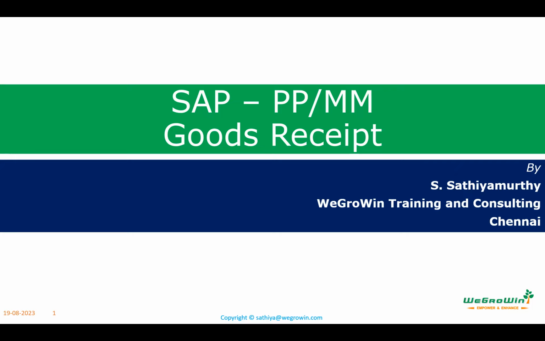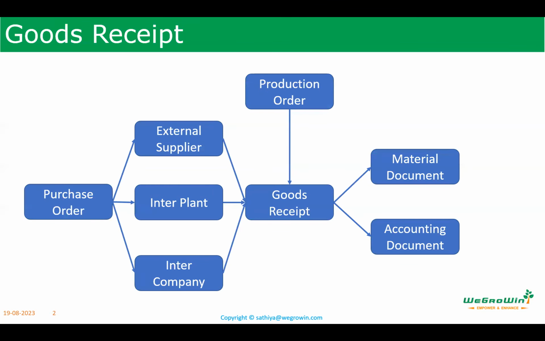Now, when you are doing the goods receipt, it may come from an external supplier, from interplant STO, from intercompany, or from a production order. When you do the goods receipt, the system creates a material document and an accounting document. The material document posts that the material has been received. The accounting document affects the general ledger: inventory value has to increase, and payment has to be made to the supplier. All these entries happen through the accounting document.